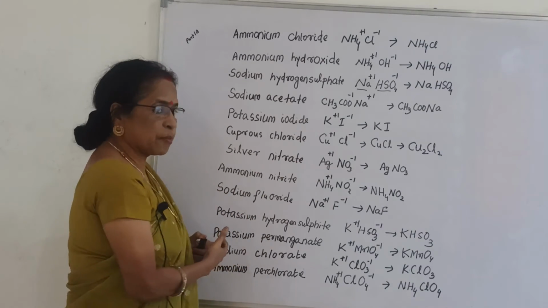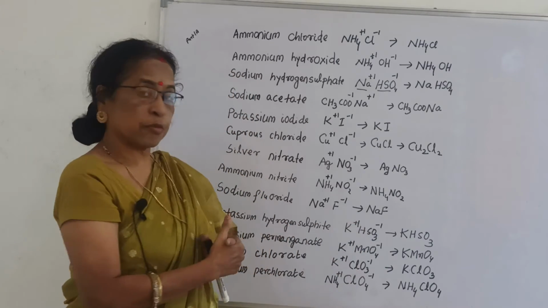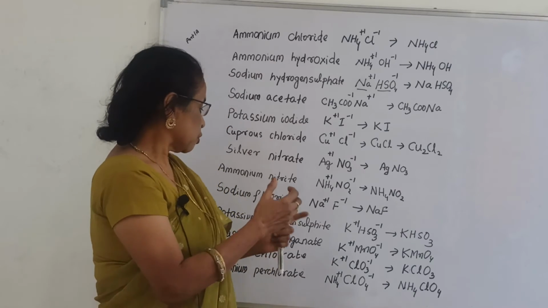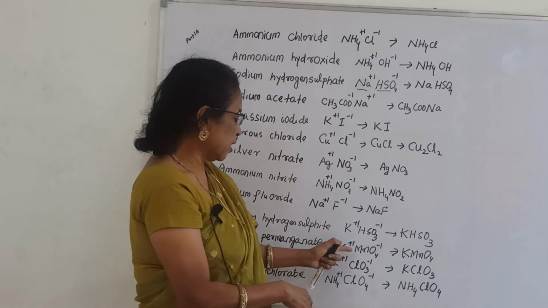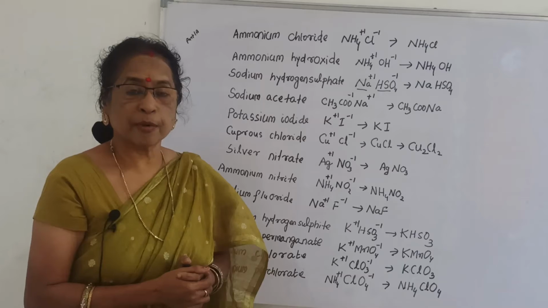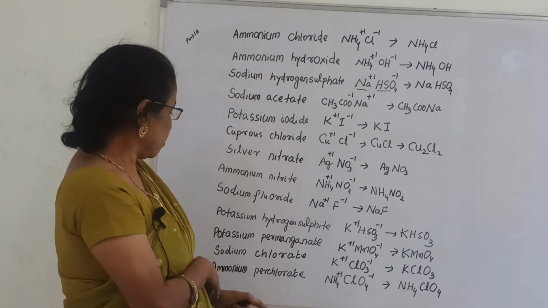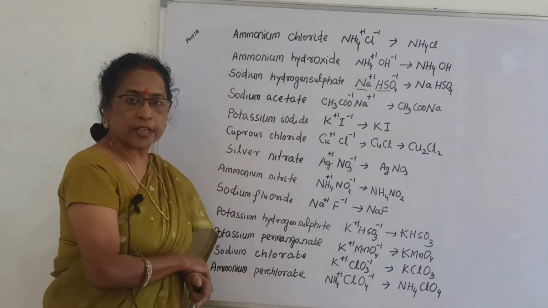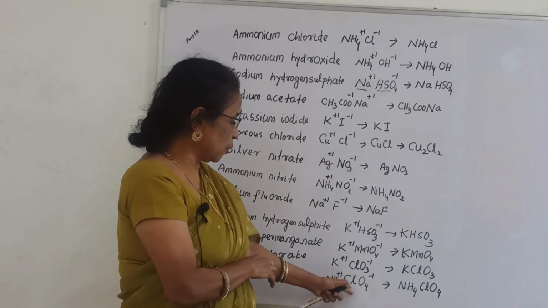And potassium permanganate. Permanganate means MnO4 -1. You should remember, permanganate means MnO4 -1. So K plus MnO4 -1, and that is equal to KMnO4. What is the formula? Potassium permanganate, KMnO4. What is the name of the KMnO4? Potassium permanganate. Sodium chlorate, ClO3 -1. Perchlorate, ClO4 -1.